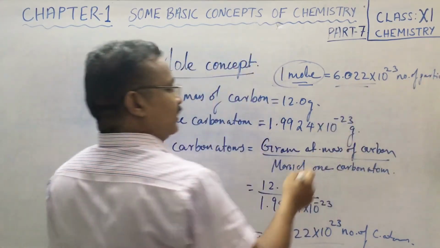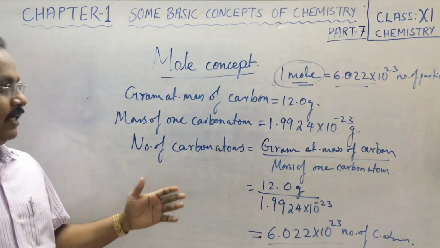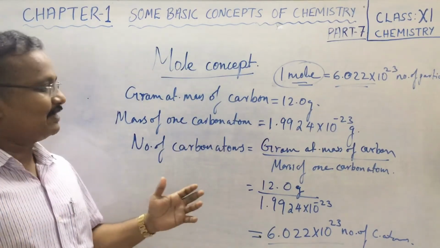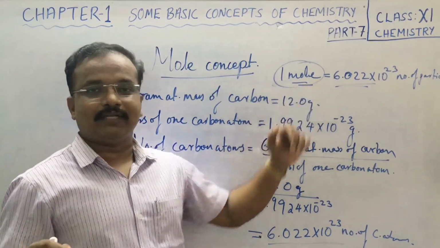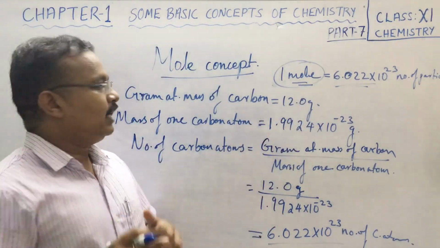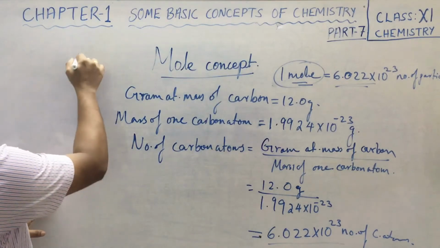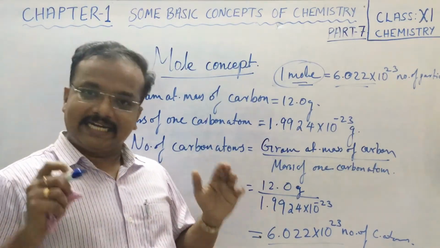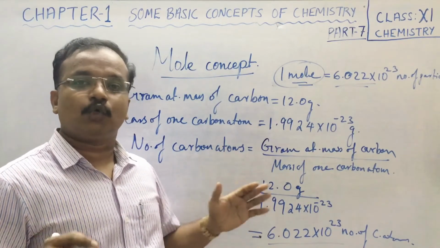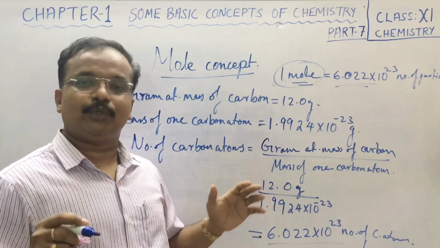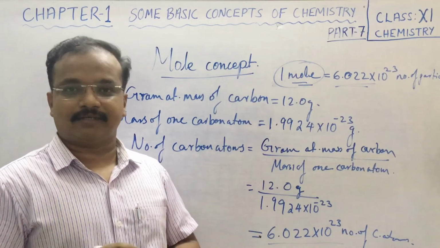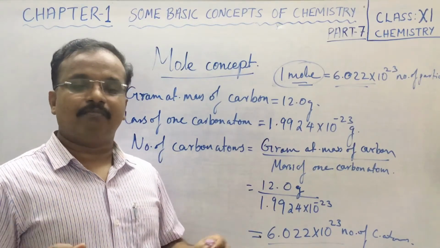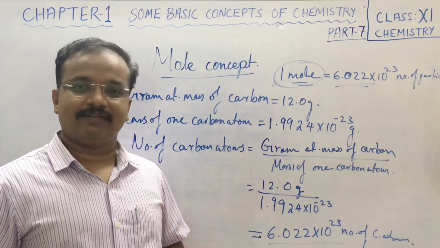This was actually discovered by Avogadro. Amadeo Avogadro discovered this. So we call it the Avogadro number, also represented as Na. So children, 1 mole of a substance contains 6.022 into 10 raised to 23 number of particles. Now let us find out how we can find this number of molecules in each and every substance.